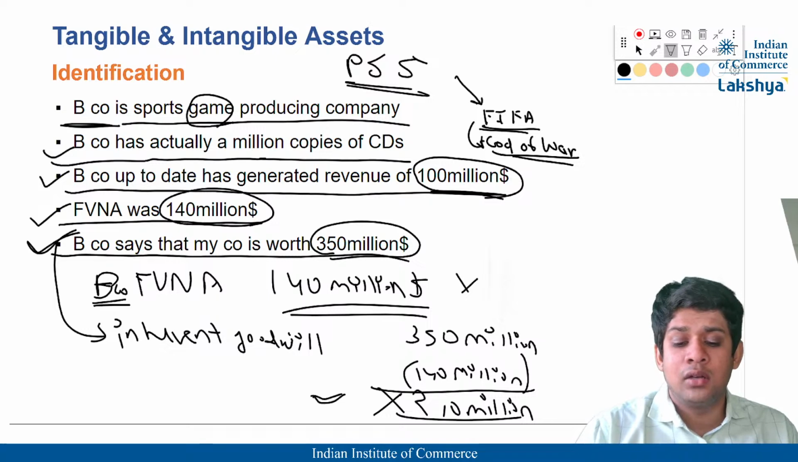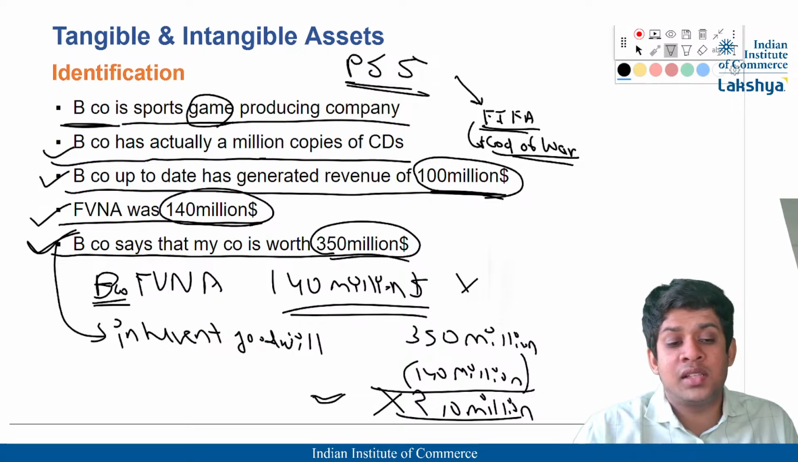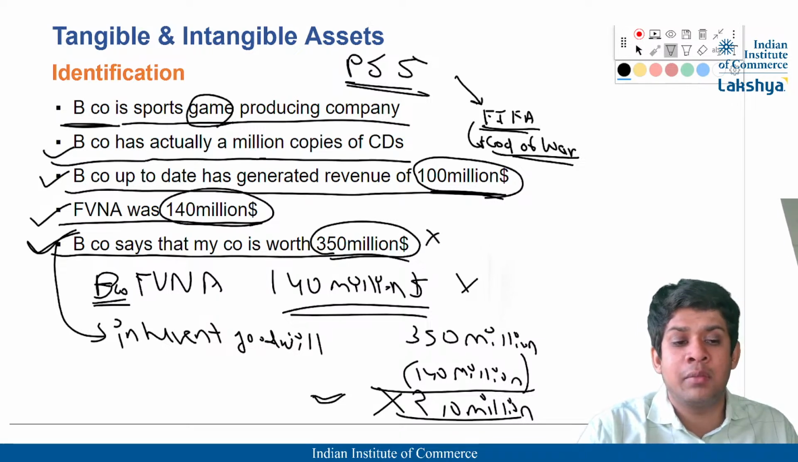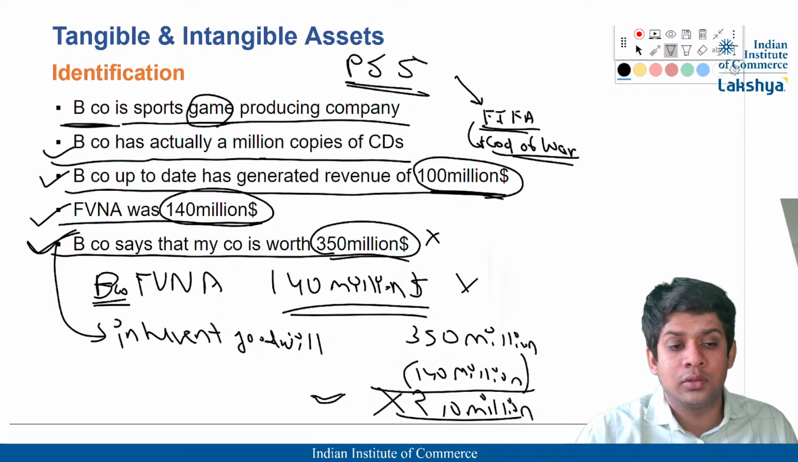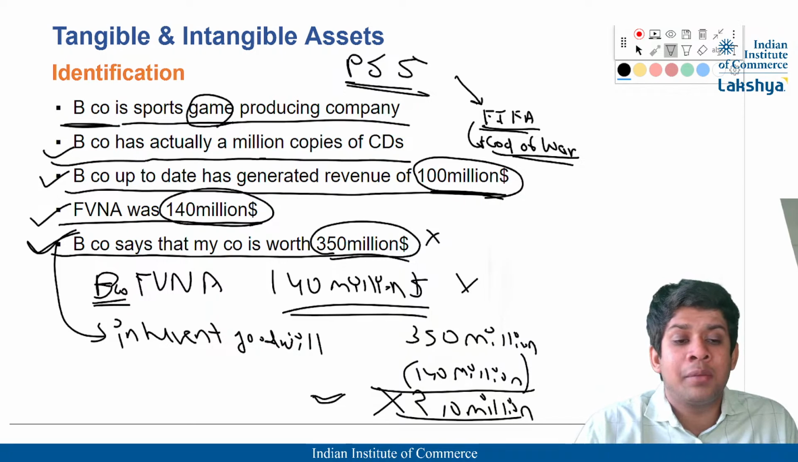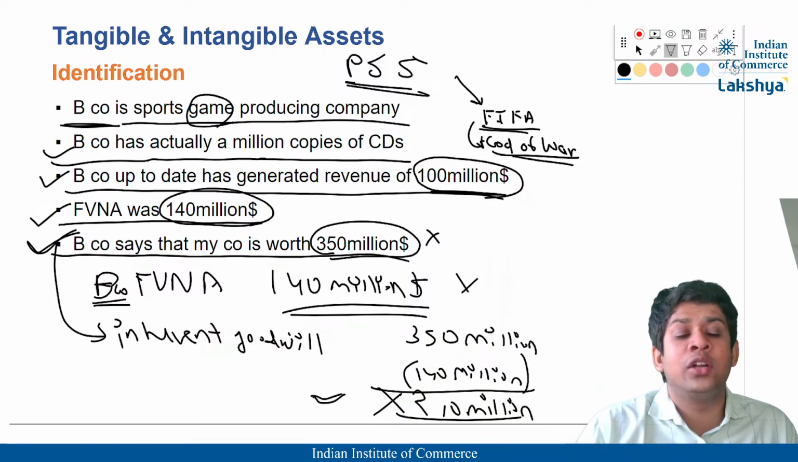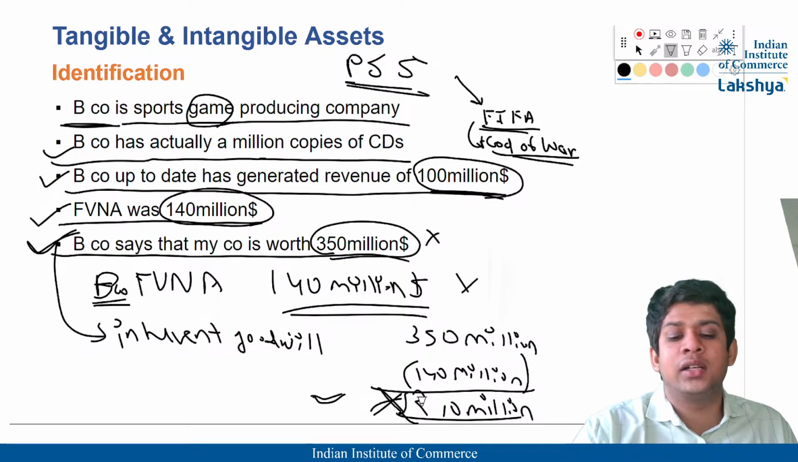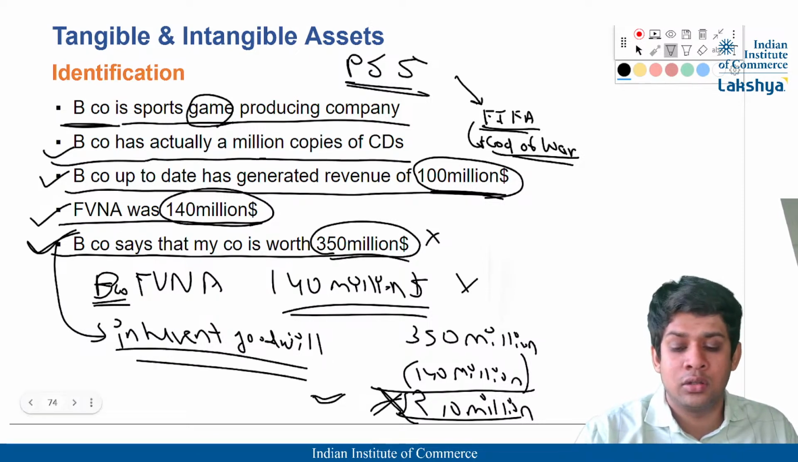That means tomorrow if my company's CD, maybe say some CD has a glitch or something, my value would drop. Then I would not say that my company is worth 350 million. If suddenly PS5 has stopped, my CDs will have no value out in the market, correct? Because PS5 is not available. So my company's worth would go up and down, right? This value would keep on fluctuating throughout the year. So this cannot be recognized as goodwill, correct? Because this is inherent in nature.